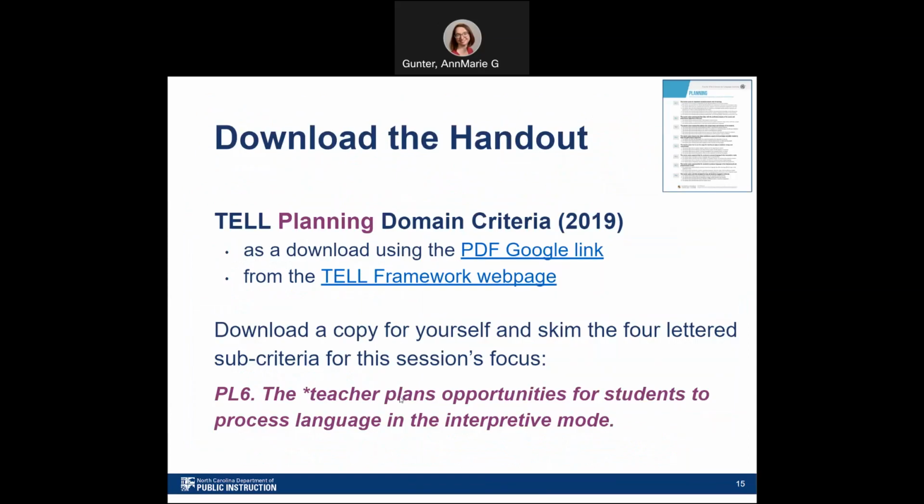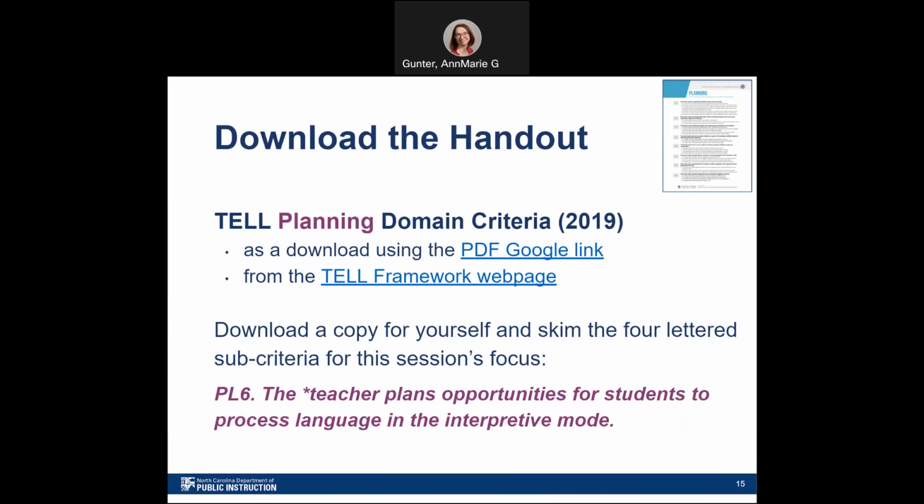All right. Now, before we go on and really start exploring our TEL planning domain criteria, we want you to go ahead and download the handout. This is a resource that's available for free. We have, of course, posted it in our DLI webinar Canvas Hub for you to download, and that's what that PDF Google link is.